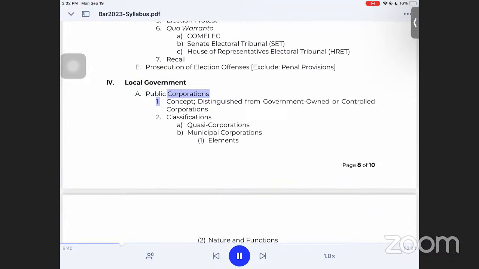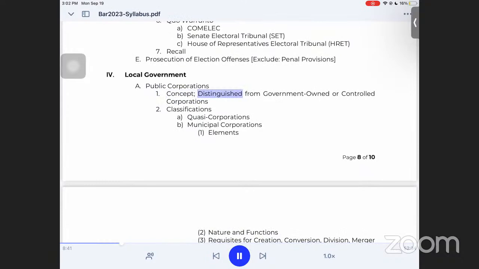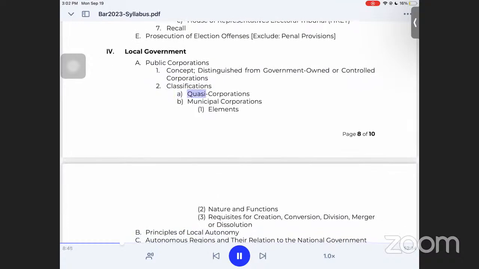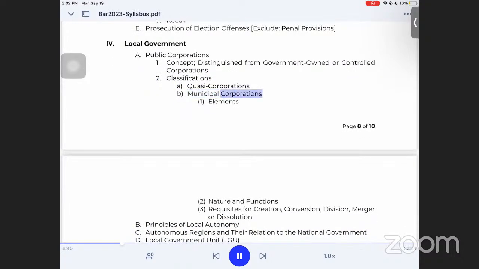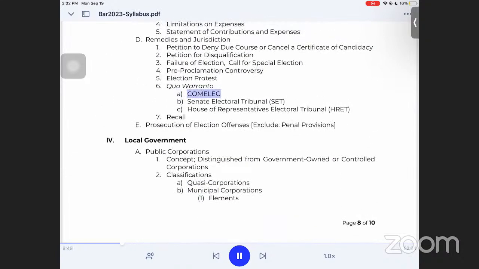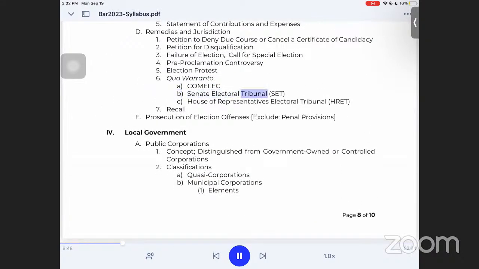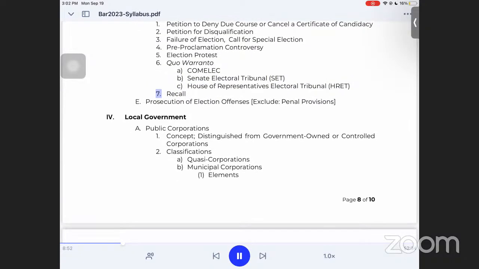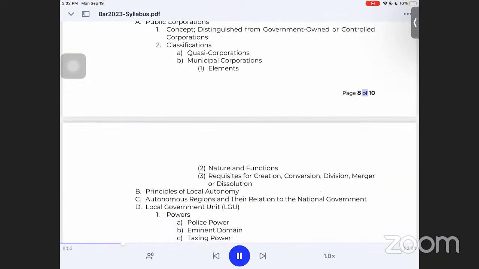A. Public corporations. 1. Concept, distinguished from government-owned or controlled corporations. 2. Classifications. A. Quasi-corporations. B. Municipal corporations. 1. Elements. A. COMELEC. B. Senate Electoral Tribunal, SET. C. House of Representatives Electoral Tribunal, HRET. 7. Recall. Page 8 of 10.